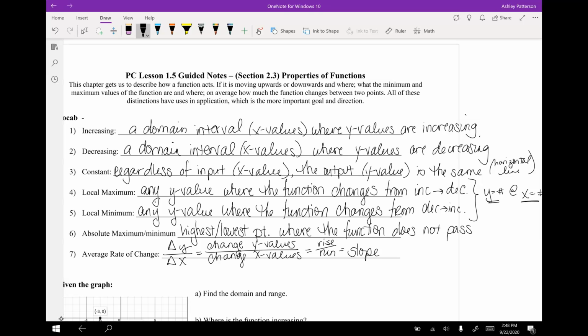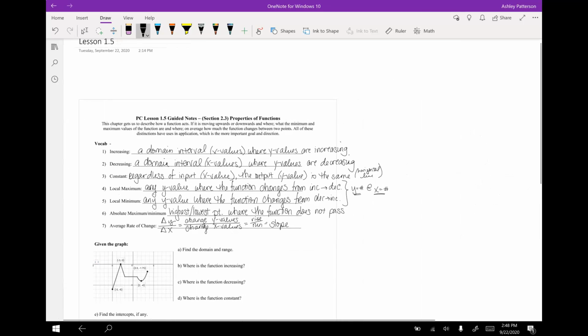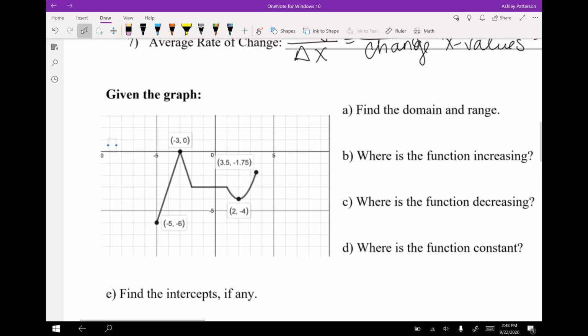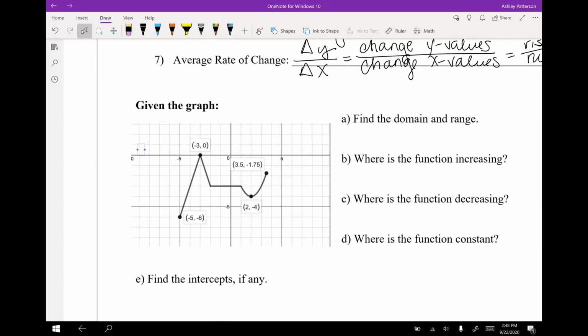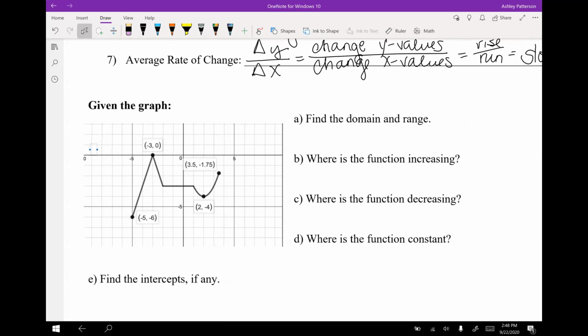But be careful, we don't necessarily discuss this with exponential functions because they aren't constantly increasing at the same rate from one point to the other or constantly decreasing. All right, ladies and gents, we have one example and one example only. Given this beautiful little graph here, find the domain and range.